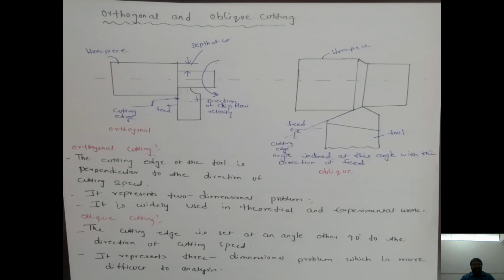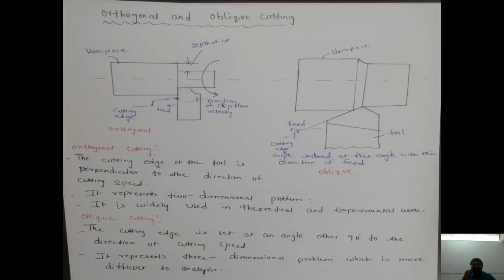I just now discussed that the cutting edge of the tool is perpendicular to the direction of the cutting speed. That is orthogonal cutting. If the cutting edge is at a certain angle other than 90 degrees to the direction of the cutting speed, that is oblique cutting.